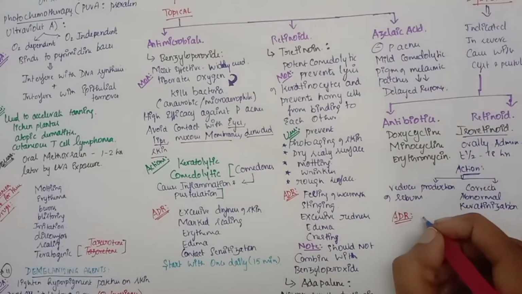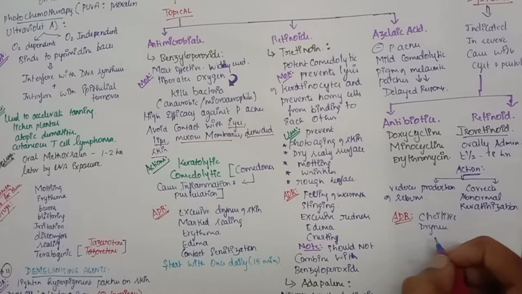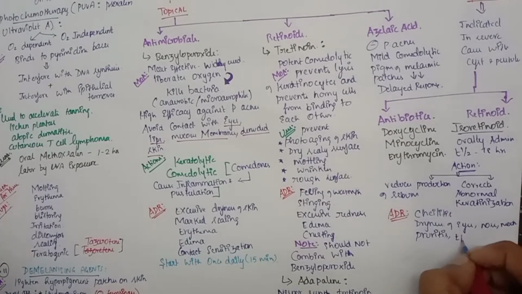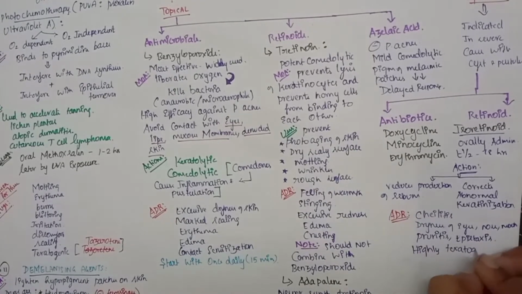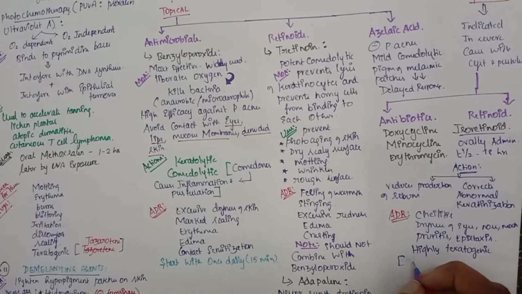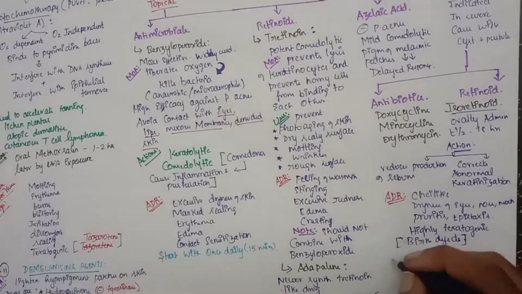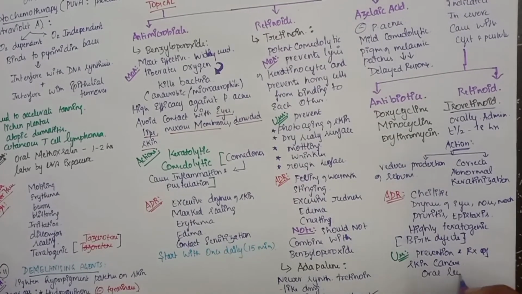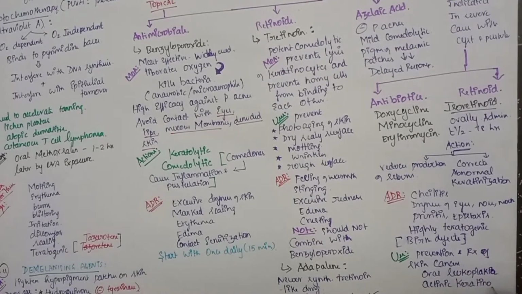The adverse effects of isotretinoin are cheilitis, dryness of eyes, nose and mouth, pruritus, epistaxis, and it has a highly teratogenic effect, so it can cause birth defects in the fetus. The uses are prevention and treatment of skin cancers, oral leukoplakia, and actinic keratosis.